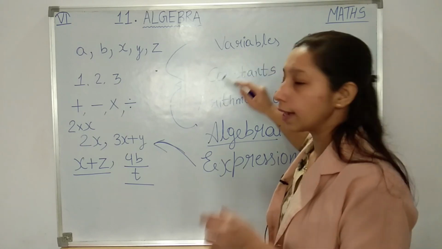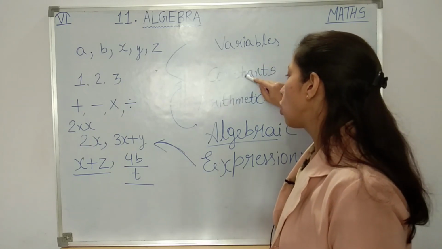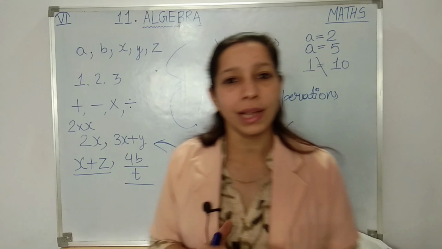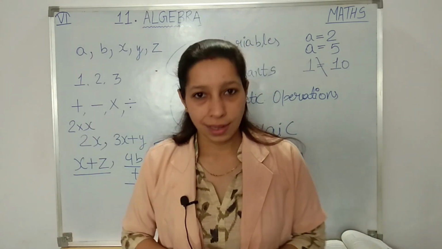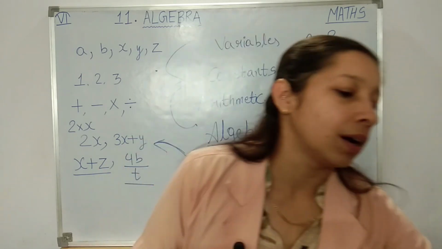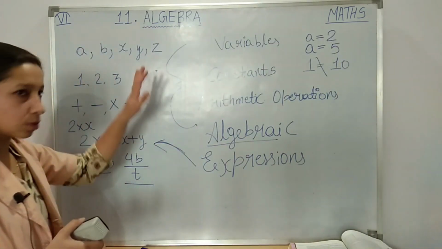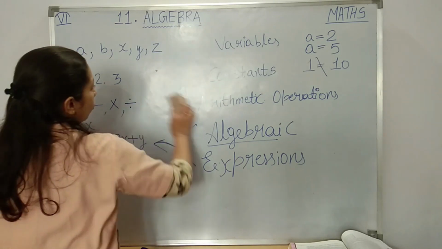Before starting that exercise, the variable, constants and arithmetic operation should be clear to you, and I hope now after my explanation these three things are clear to you. Now some more points I want to clear related to this only, students.